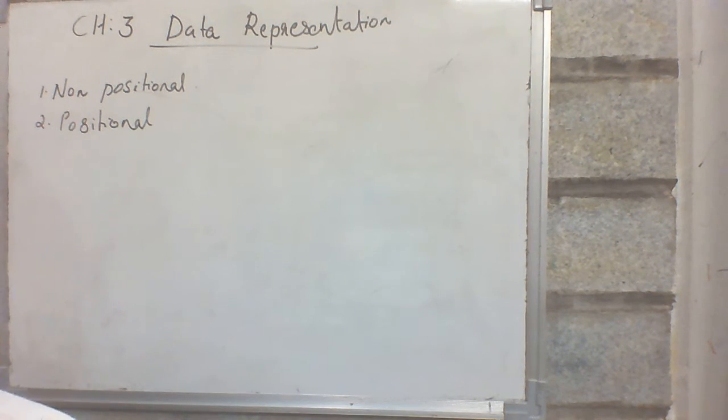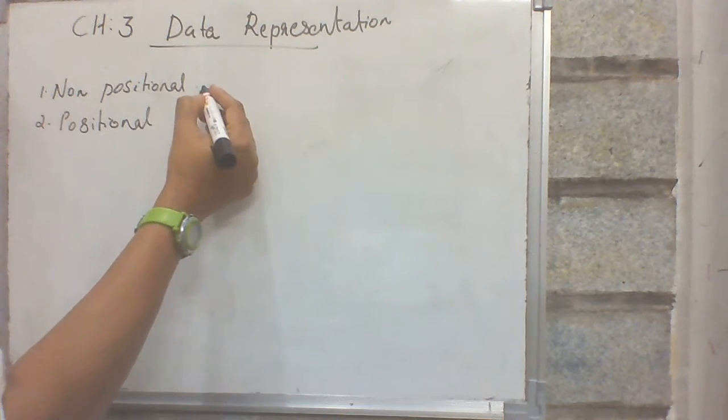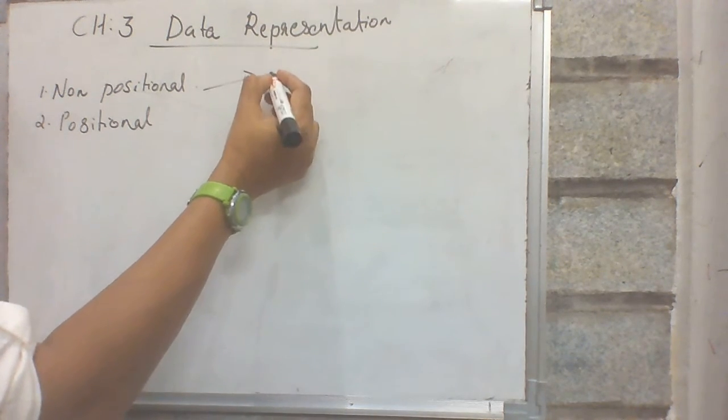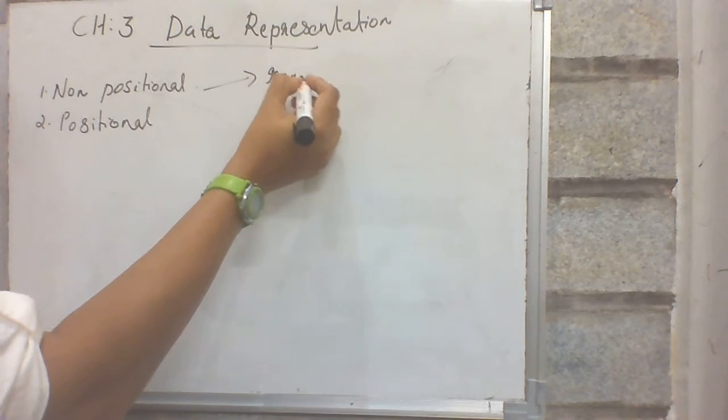In this chapter, we are discussing different number systems. Number systems are classified into two: non-positional number system and positional number system. An example of a non-positional number system is the Roman number system.